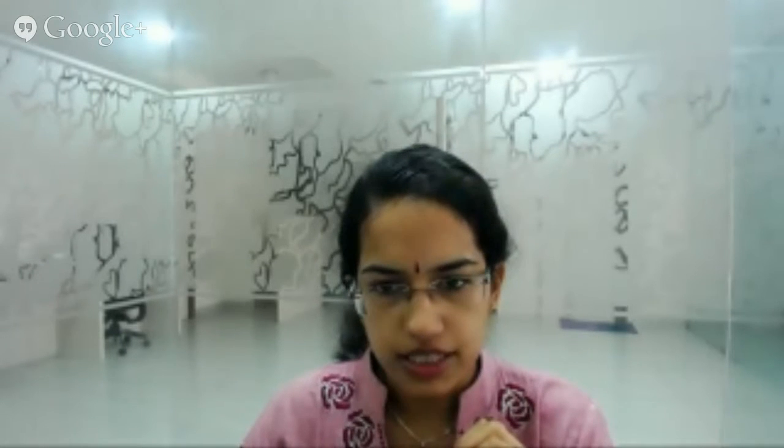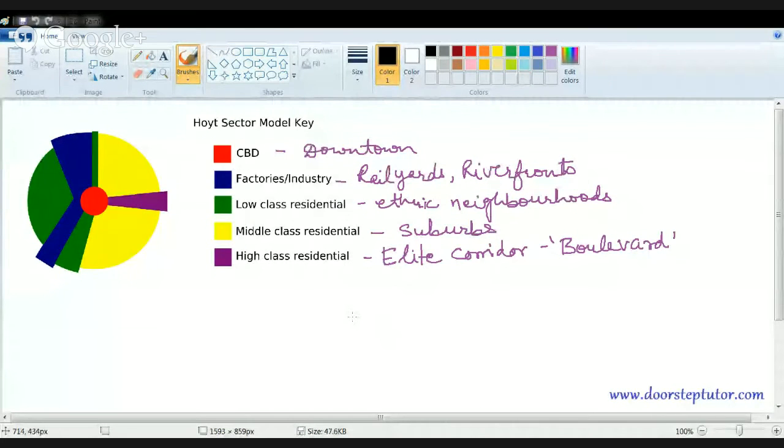The next model we will be discussing is the sector theory proposed by Hoyt. So here is the sector theory. The sector theory was given by Hoyt in 1939, much later than the concentric zone theory. This sector theory talks about things similar to cake slices. You have the slices of the cake that depict sectors, and this is the easiest example to help you remember this.